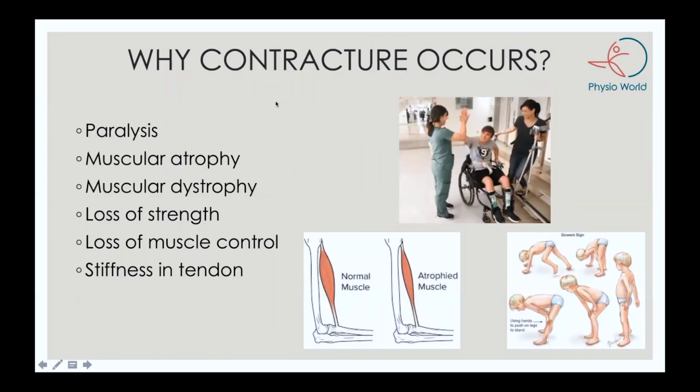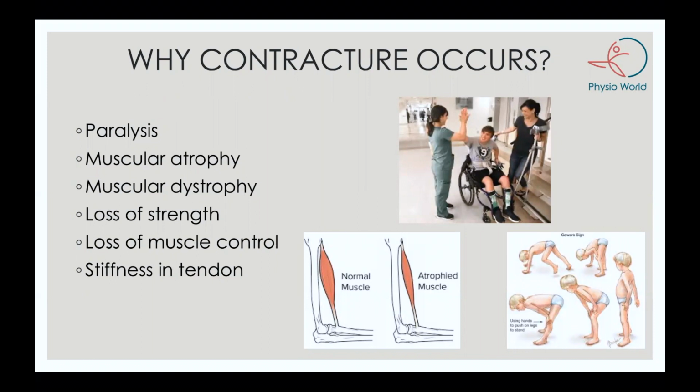There are a number of reasons why contracture occurs. Some of them include paralysis, muscular atrophy, dystrophy, loss of strength, loss of muscle control, stiffness in tendons. So we'll talk about paralysis first. What is paralysis? This is basically loss of motor function in which the signals sent to the brain are interrupted due to damage to the nerves or neurons. This can be caused by a traumatic injury such as accidents.